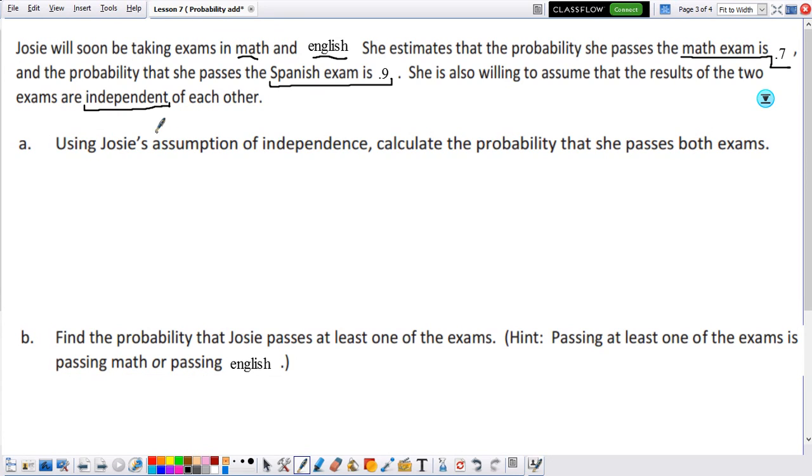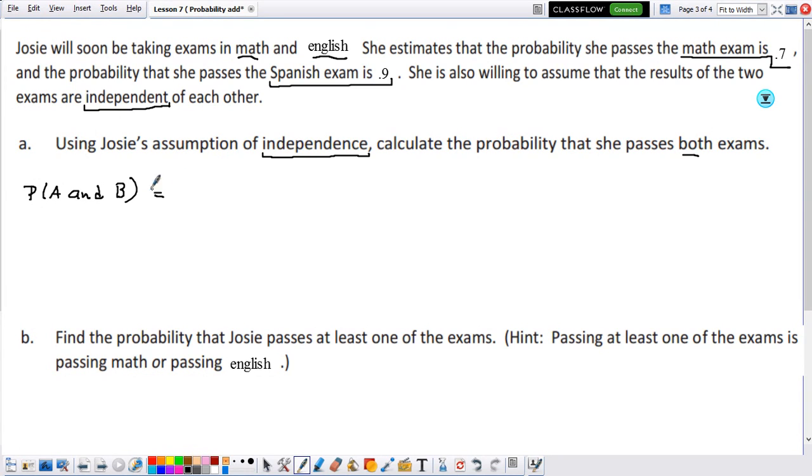from each other. Now, the first thing that we want to do is, using Josie's assumption of independence, calculate the probability that she passes both exams. So pretty much they're asking us here, what is the probability of A and B? Because if you want to pass both exams, it is both of them, so that's A and B. So now, why are they saying that we need to use the assumption of independence? Because if you remember on our previous video, when two events are independent, we can multiply their probabilities to find out their AND probability.